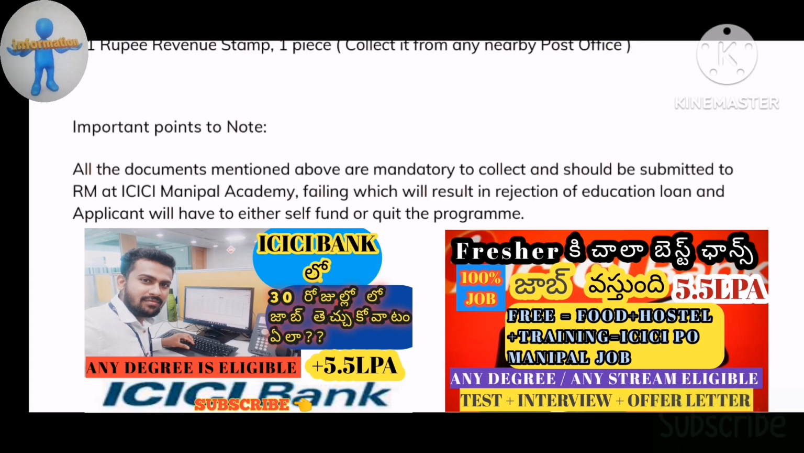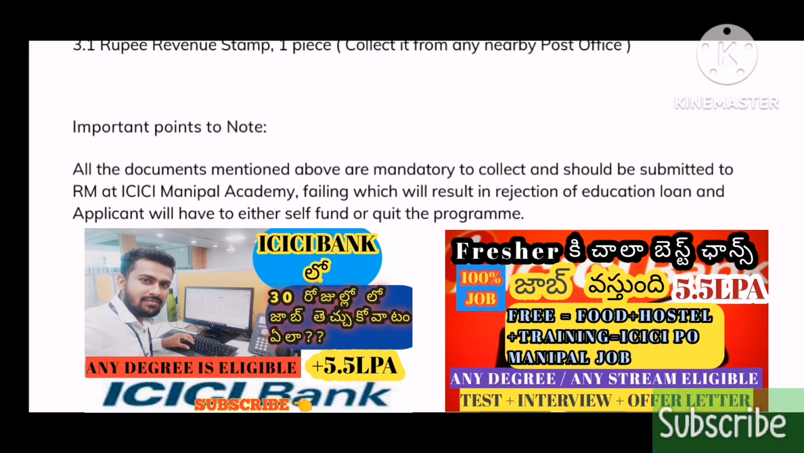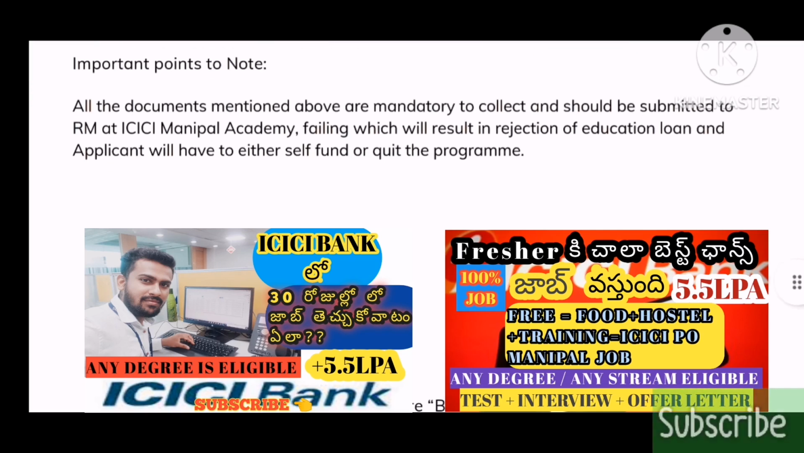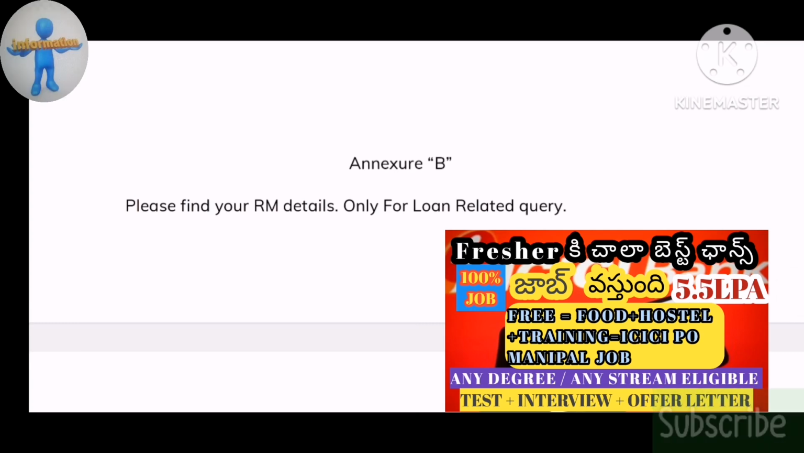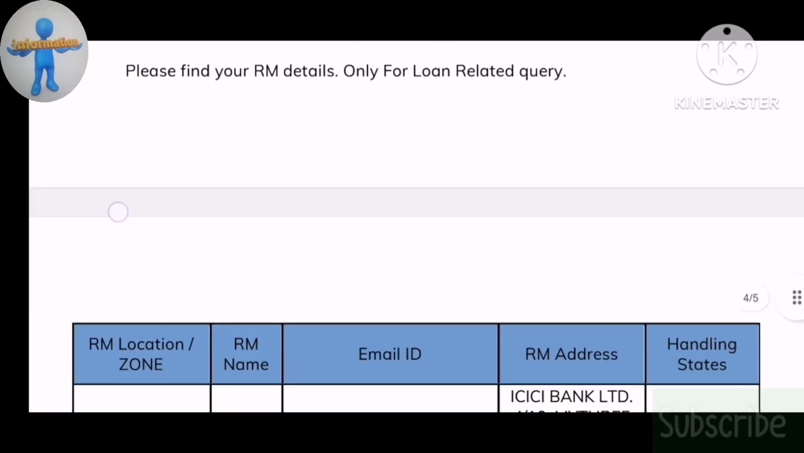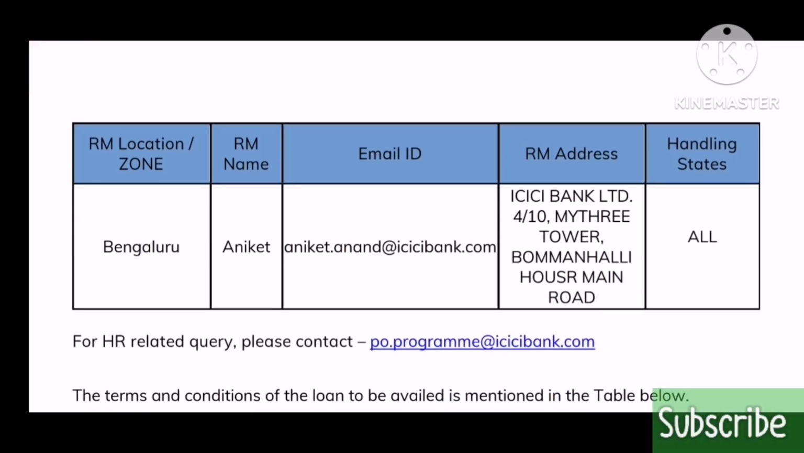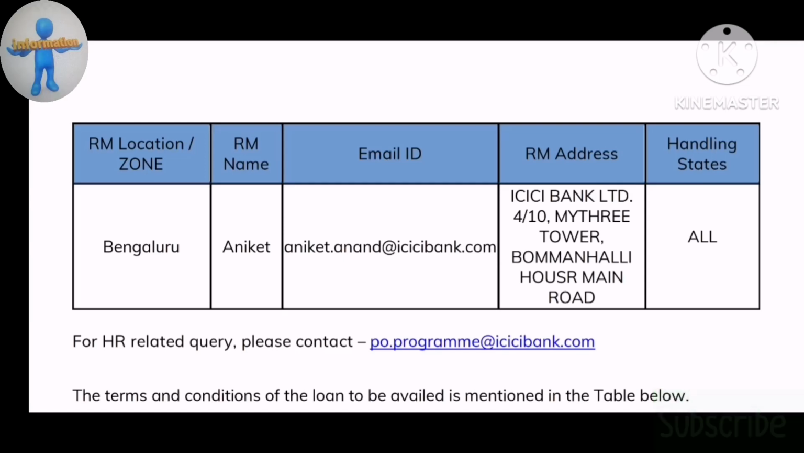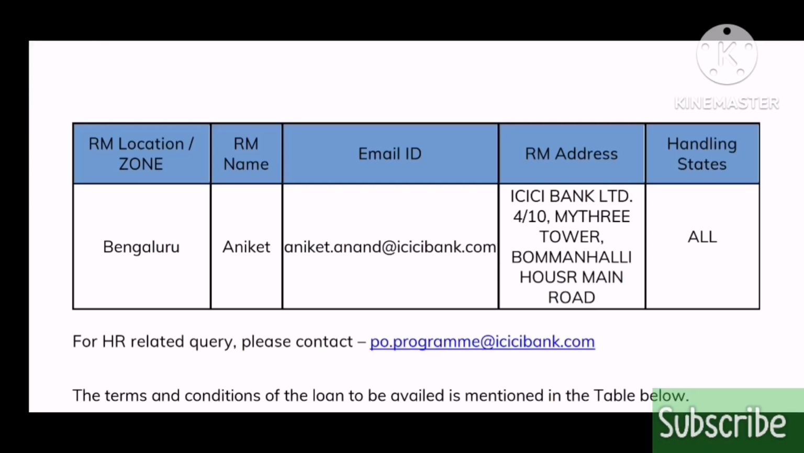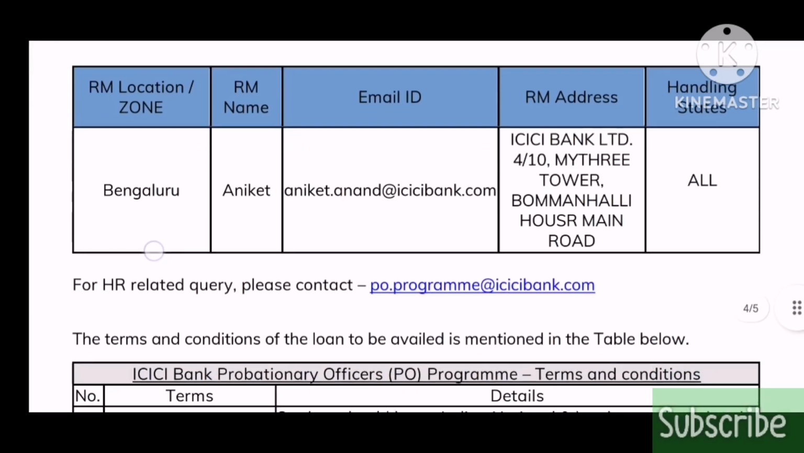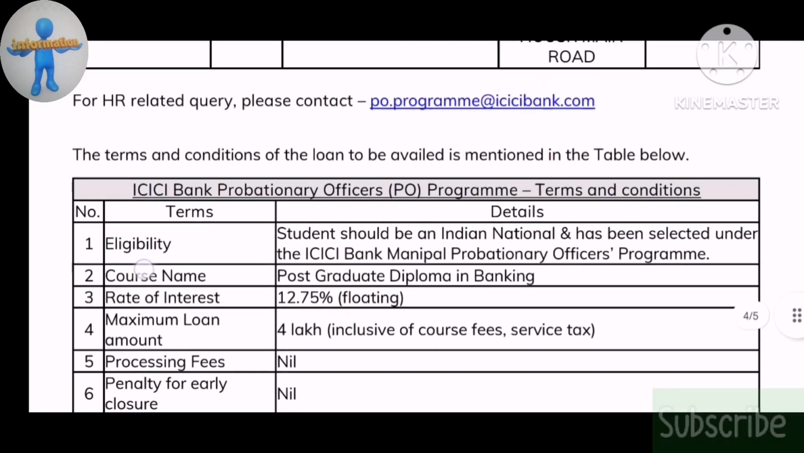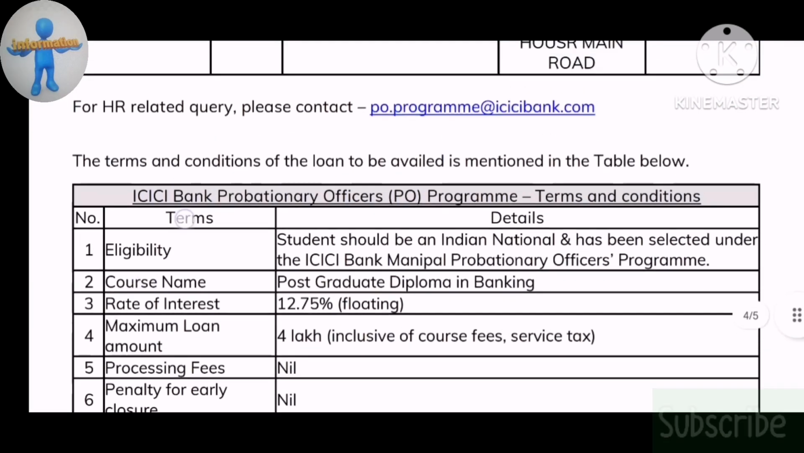After going to Manipal University, there is one RM who collects your documents and checks your loan sanction letters, each and everything. This is Annexure B. Please find the RM details here, clearly given. The location is Bangalore, and the name of the RM is Aniket. The email ID is given here. RM details: ICICI Bank Limited, handling all states. If you come from the north, south, east, west, any zone, all cases are handled by this RM only.